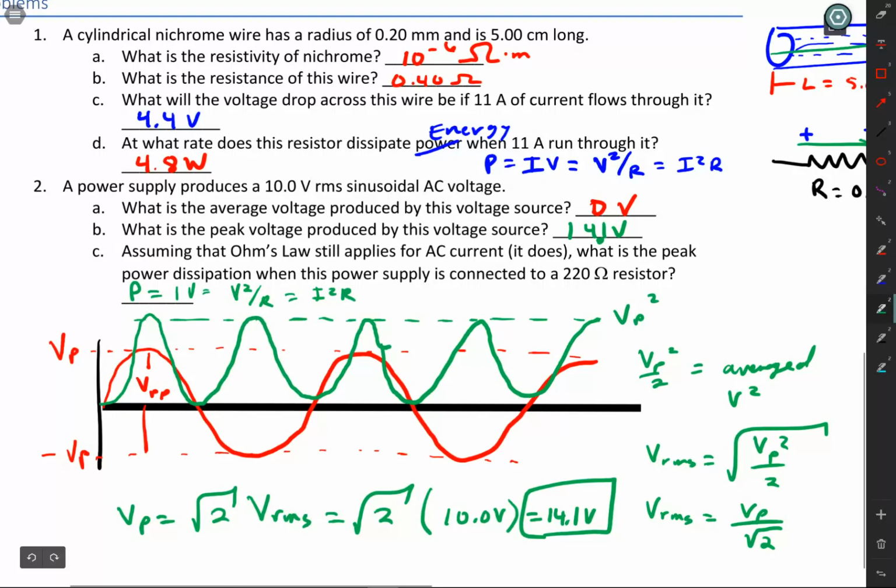This time around, I'll use the voltage peak and the resistance. So that's equal to the voltage peak squared, 14.1 volts squared. Now notice, the square root of 2 times 10, squared, is 2 times 10 squared, which is 2 times 100, so that's 200 right there, divided by 220 ohms. So 200 divided by 220 ohms is going to be a value slightly less than 1. In fact, it turns out to be 0.909 watts.